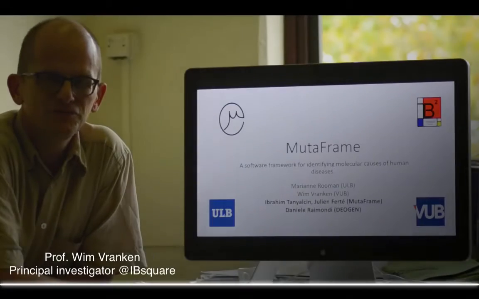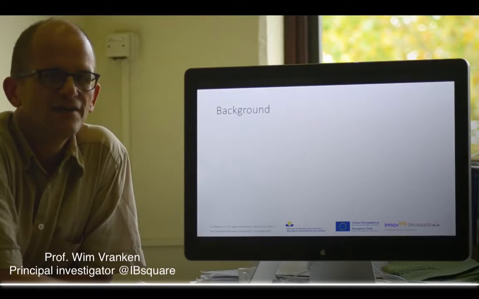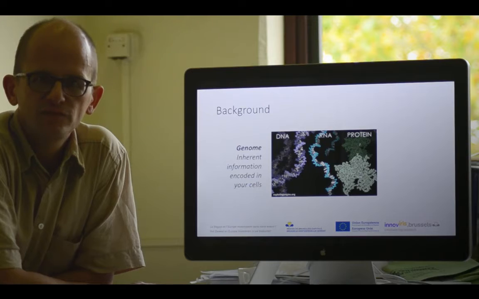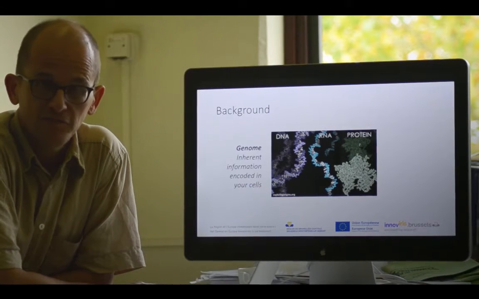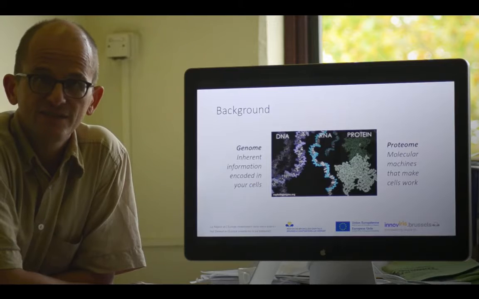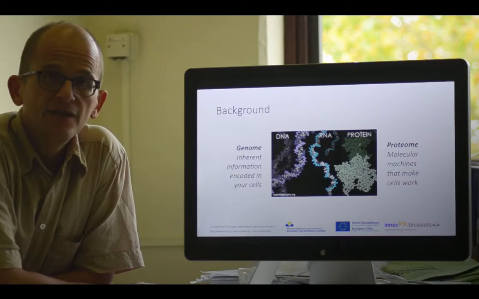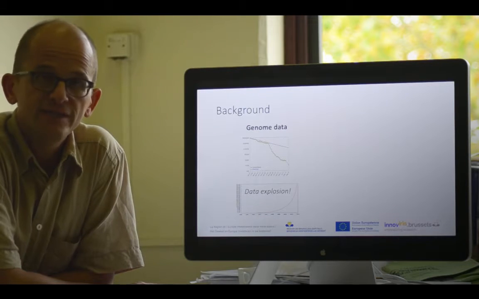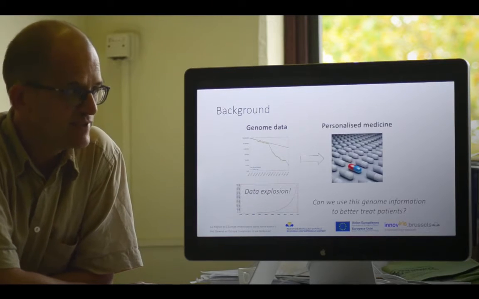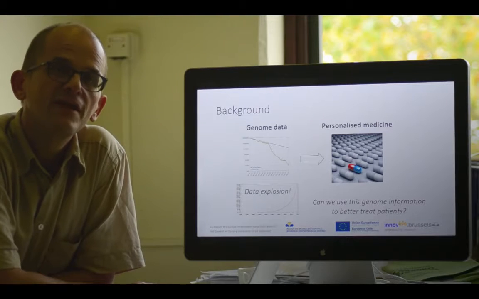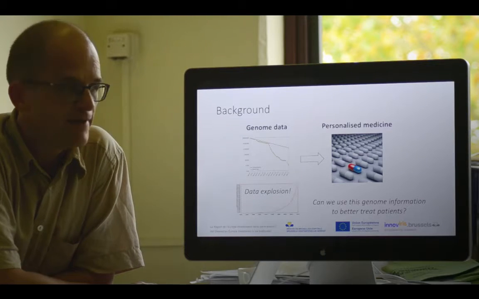Hi, I will introduce you to the Mutaframe project. Now, in your body you have DNA, RNA, and proteins. And DNA basically are the blueprint for your body and my body, whereas proteins are the molecular machines that make cells work. Now, the genome information, so the information about your DNA or my DNA, has become extremely cheap to determine in the last couple of years, and that has led to an explosion of data.